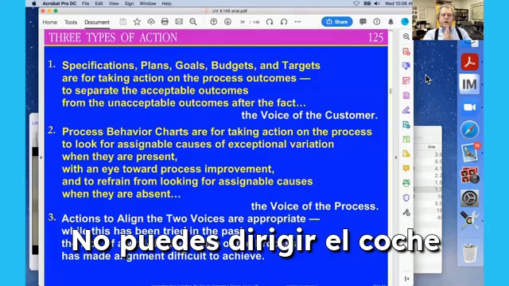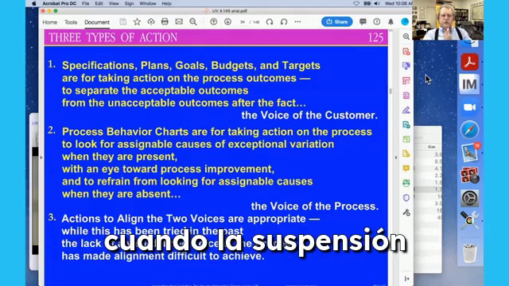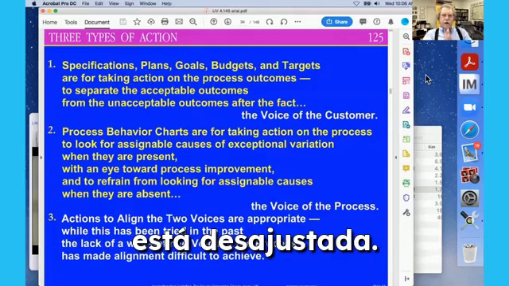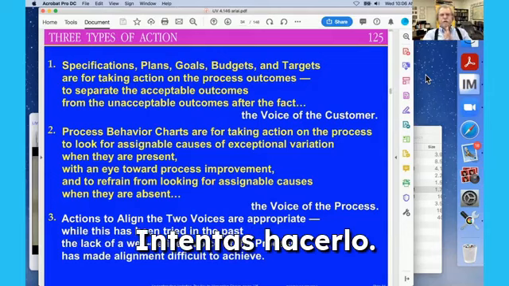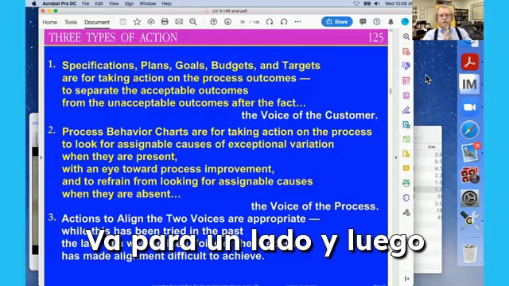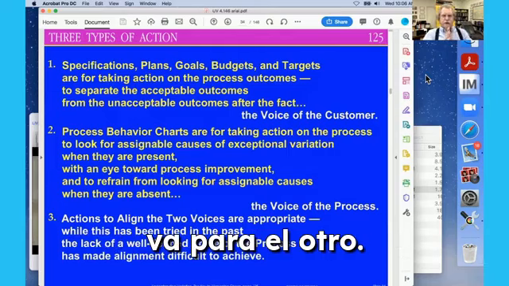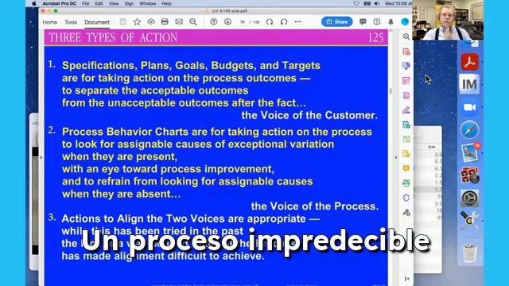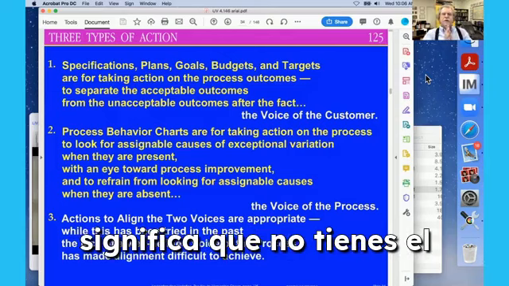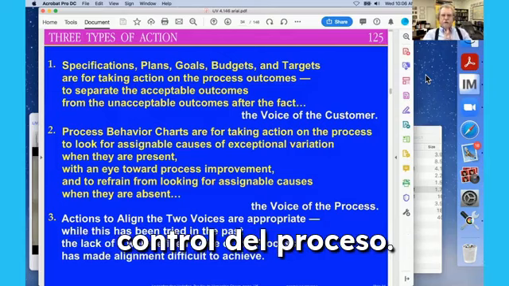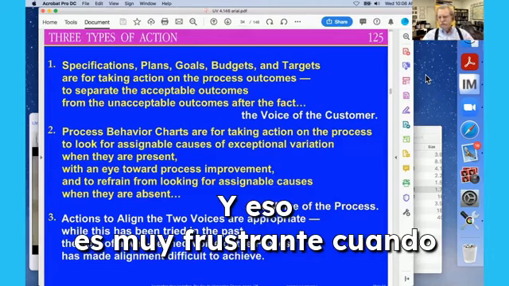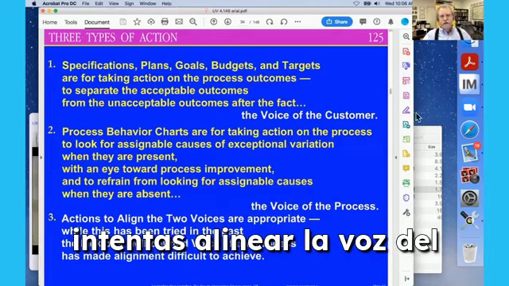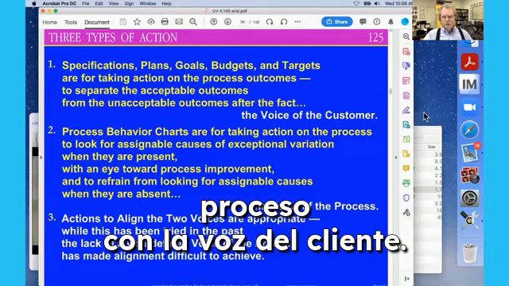You can't steer the car when the suspension is out of whack. You try to, but it goes one way and then it goes the other way. An unpredictable process means that you're not in control of the process. You're not being able to hold it steady. And that is very frustrating when you try to get the voice of the process aligned with the voice of the customer.